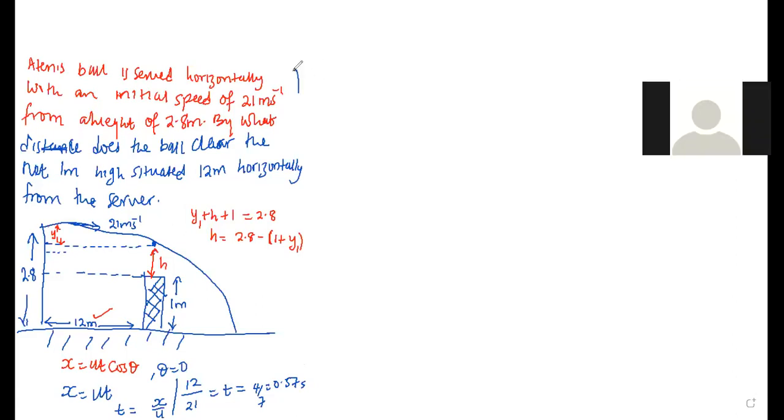What time is that on the calculator? It is 0.57, which is 4 over 7, all right? Yes.